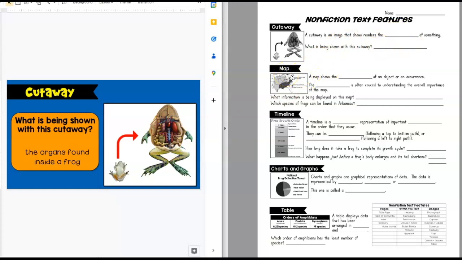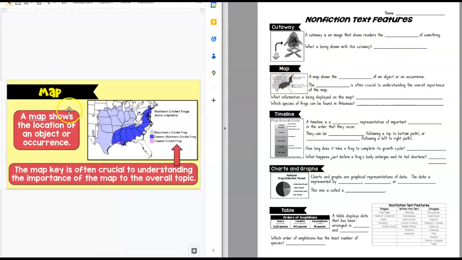And let's go to our next one, which is a map. A map shows the location of an object or an occurrence. So like if they wanted to show where the hurricane just hit or where the snow just fell, that would be an occurrence. So all this blue is where the cricket frogs live. This pink section is coastal cricket frogs.